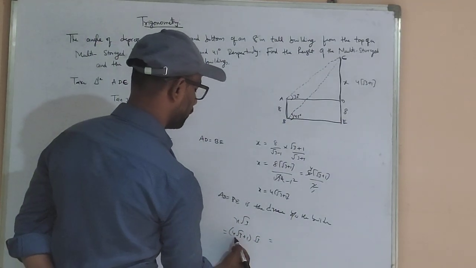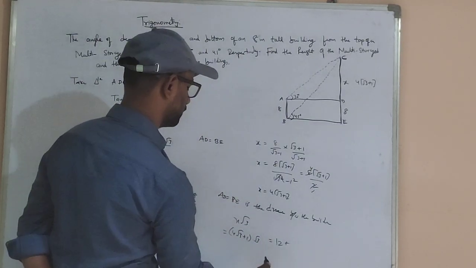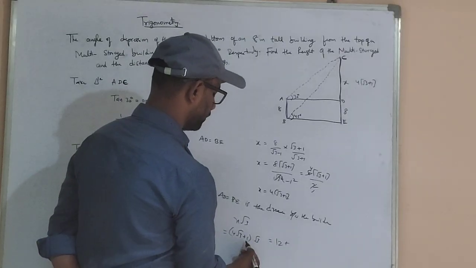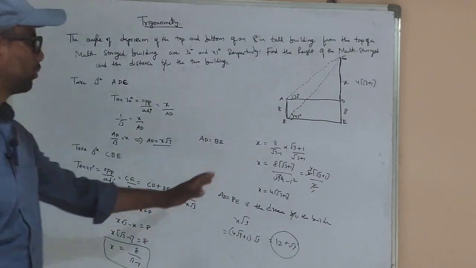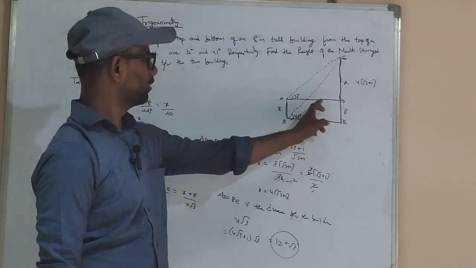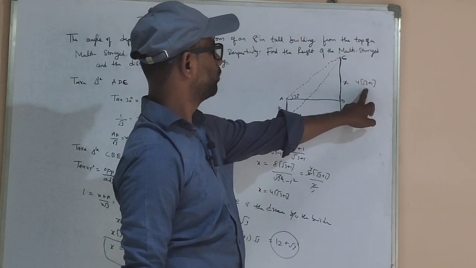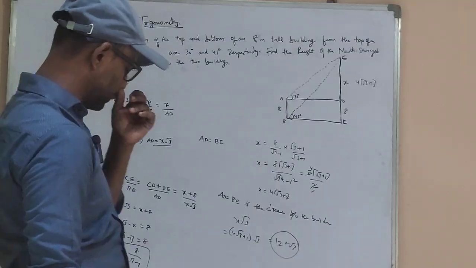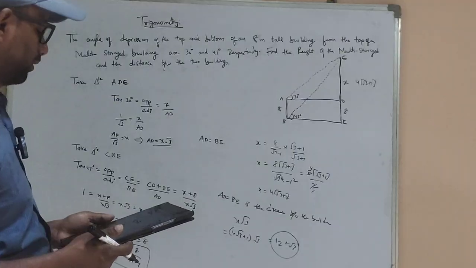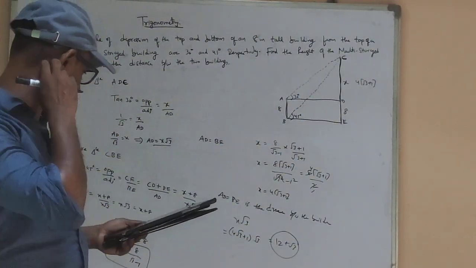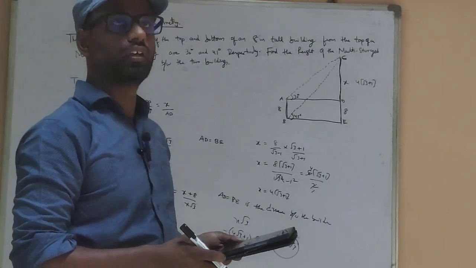On multiplying we will get 4 root 3 into root 3. Root 3 into root 3 is 3. 4 threes are 12, plus root 3 into 1 is root 3. So the distance between the two buildings is 12 plus root 3. The height of the multi-storey building is x, that is 4 into root 3 plus 1. So this is the final answer. Okay, in this way we have to solve the question.